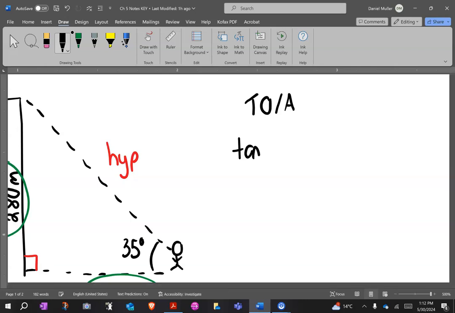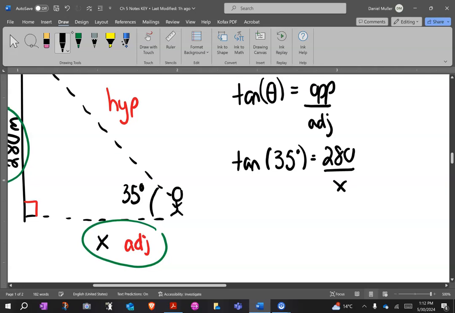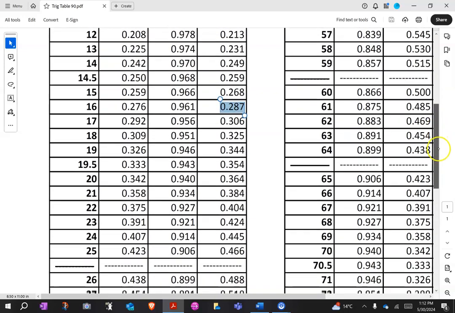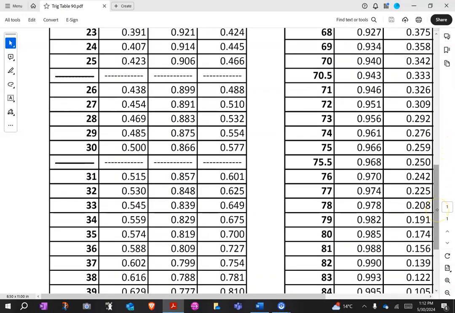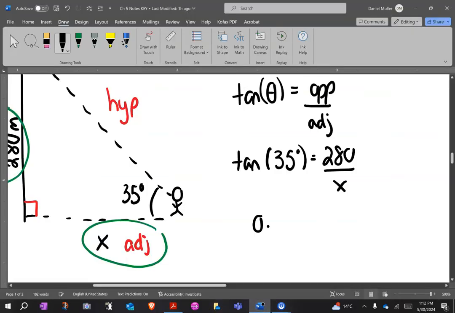So tan of the angle theta equals opposite over adjacent. So tan of 35 degrees equals 280 over the adjacent, which is x. So now we need tan of 35. So where's 35 here? Tan is 0.700. So 0.700 equals 280 over x.